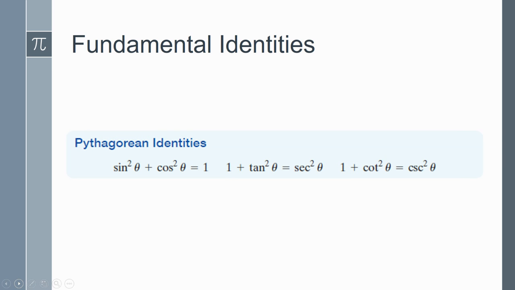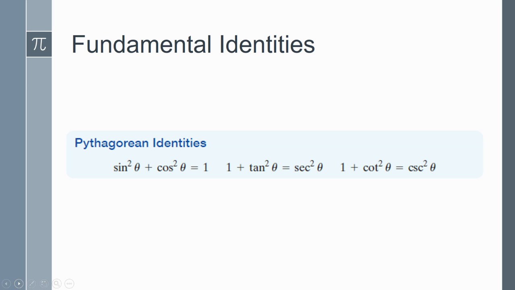Next, you'll have to go to the flap that says Pythagorean identities. We've got 3 of them, so fill them out at the top. We've got sine squared of theta plus cosine squared of theta equals 1. We have 1 plus tangent squared of theta equals secant squared of theta. And we have 1 plus cotangent squared of theta equals cosecant squared of theta.